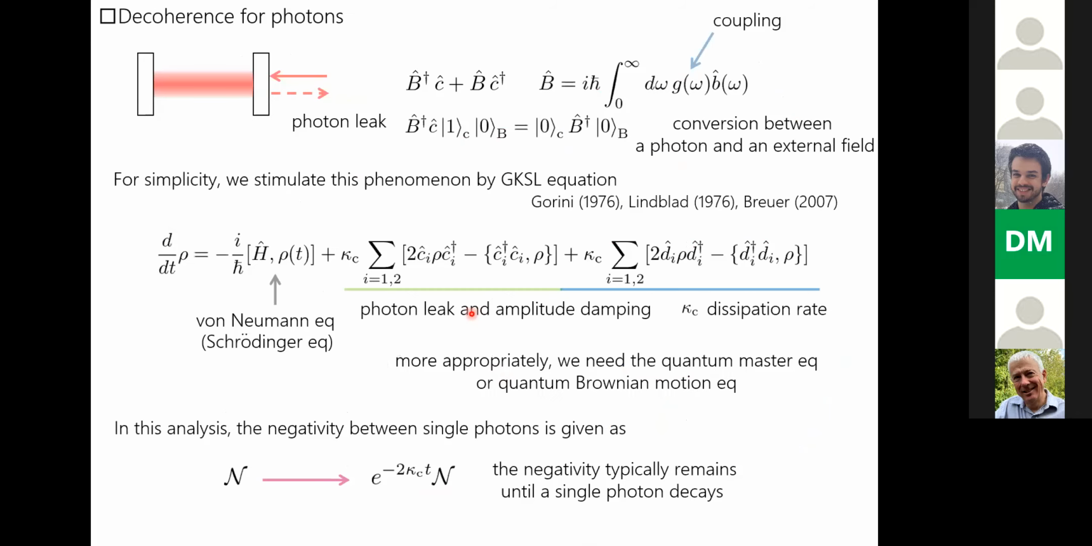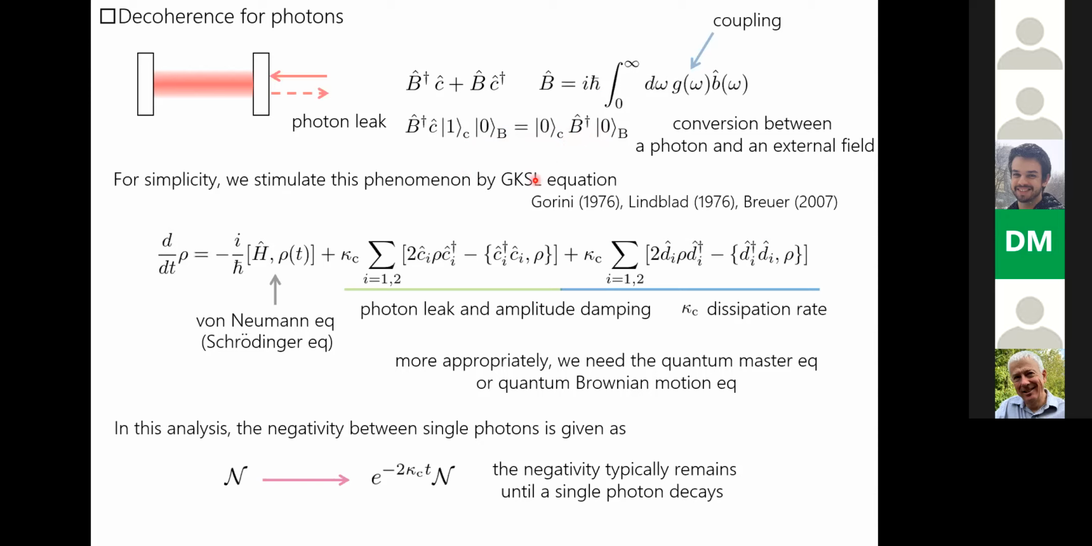Finally, let us consider the quantum decoherence of photon. Here, we consider photon leakage as the mechanism of decoherence. The photon leakage is described by this interaction between the photon C in the cavity and the field B in the external system. By this interaction, a state with one photon and the vacuum of the external field becomes a state with zero photons and the excited field.